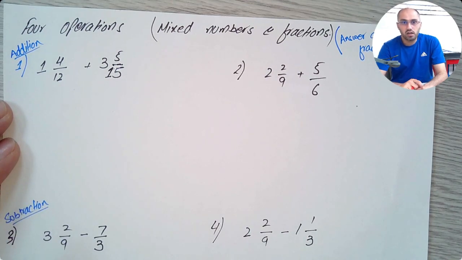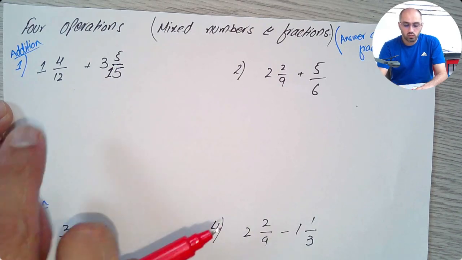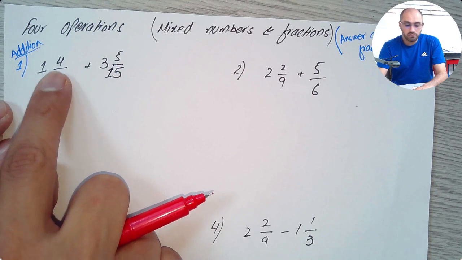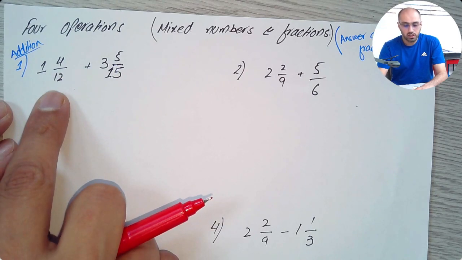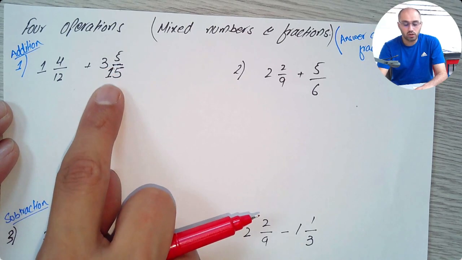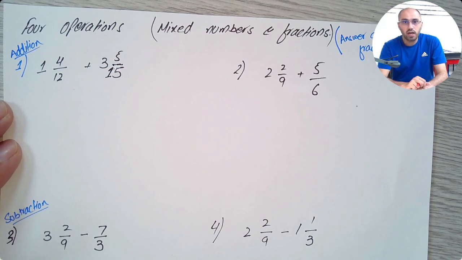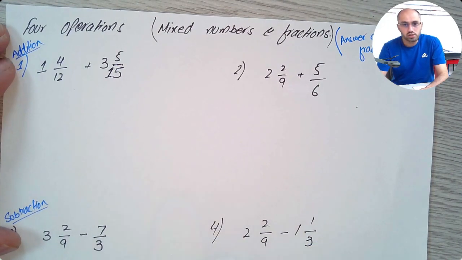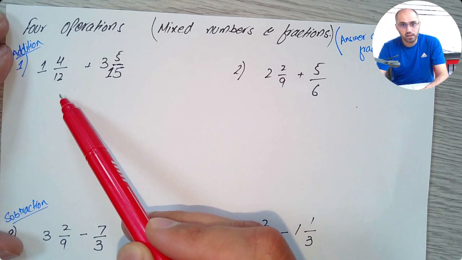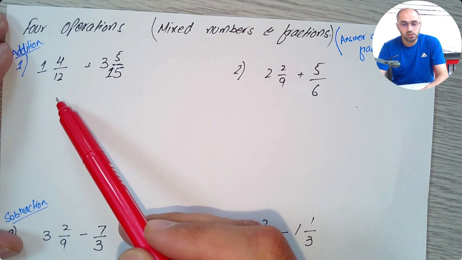So before I start on these questions, I need to understand what this mixed number means. This mixed number means I've got 1 whole and 4 portions out of 12. This mixed number means I've got 3 wholes and 5 portions out of 15. When you have to add 2 mixed numbers, first of all, you'll ask yourself, can the fraction part of a mixed number be simplified? If it can be simplified, please do so.